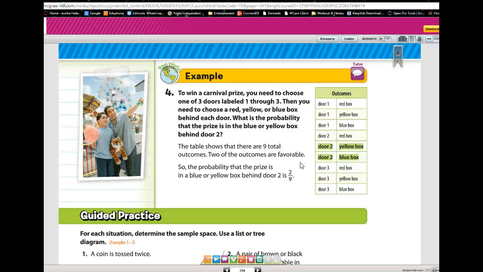How clever, what an interesting carnival. Then you need to choose a red, yellow, or blue box behind each door. What is the probability that the prize is in the blue or yellow box behind door 2?